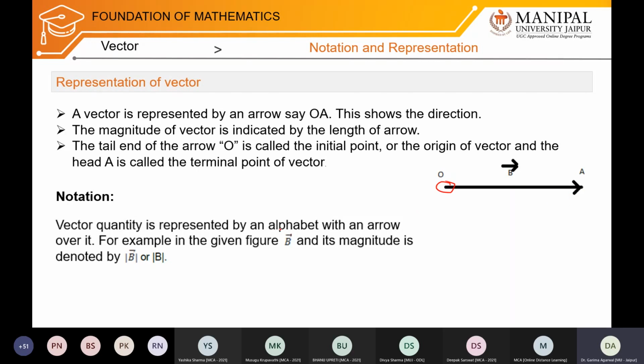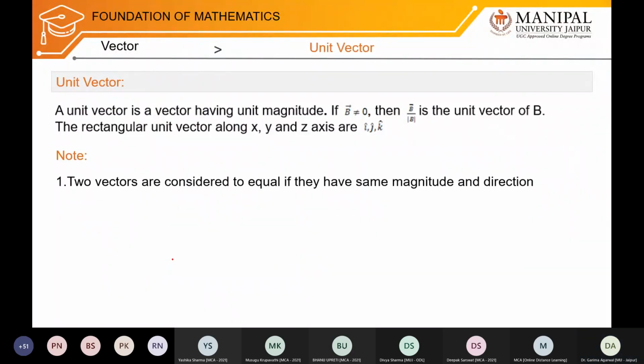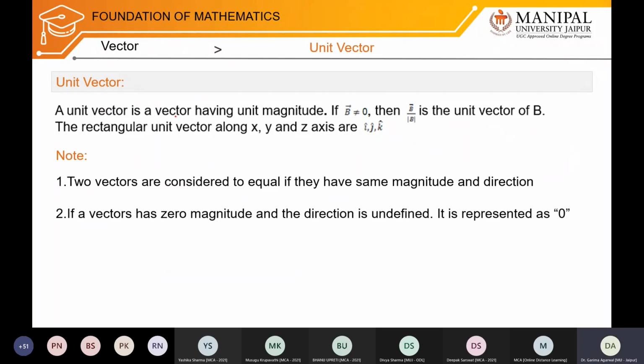We can denote it as this notation B. This is pronounced as B vector. If this arrow is put on B, then it is known as vector, and its magnitude is denoted by mod B. Clear? Now unit vector. Unit vector is a vector having unit magnitude. If vector B is not equal to 0, then vector B upon mod B is the unit vector.